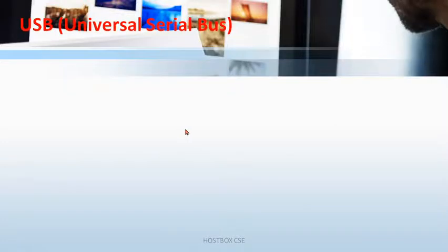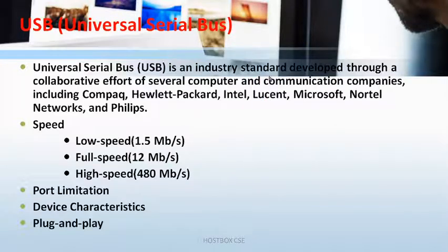So, the Universal Serial Bus is an industry standard developed through a collaborative effort of several computer and communication companies, including Compaq, HP, Intel, Microsoft, Northern Telecom and so on, and Philips also. It provides low speed, and you can say dual speed also. Low speed is 1.5 megabits per second. Full speed is 12 megabits per second. At last, high speed is 480 megabits per second. So imagine the data transfer.